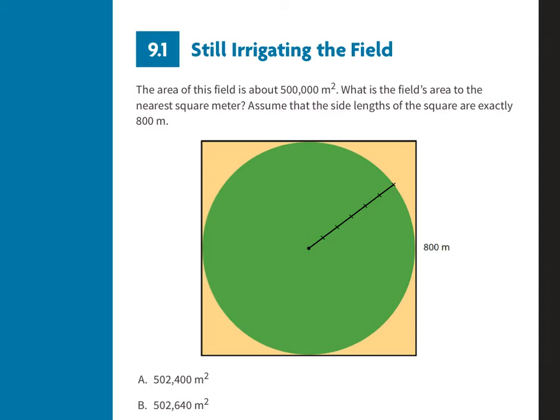Now remember, the area of a circle is pi times radius times radius. So we need to figure out what this radius is. Okay? Well, we know that each side of the square is 800. So if we draw the diameter in here, it's also the width of the square. So that's also 800. That means my radius is going to be 400. So in my calculator, I'm just going to go pi times 400 times 400.